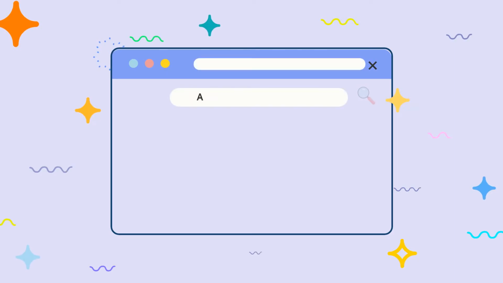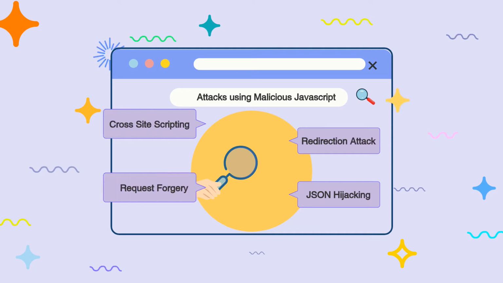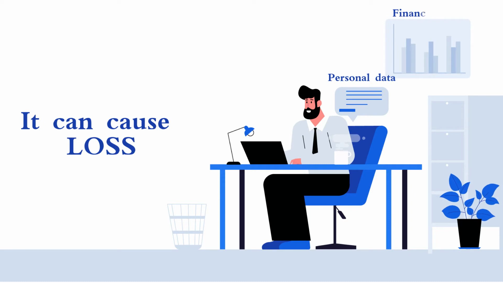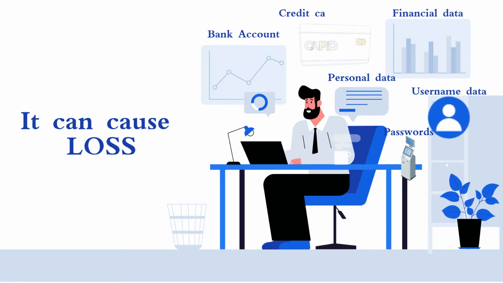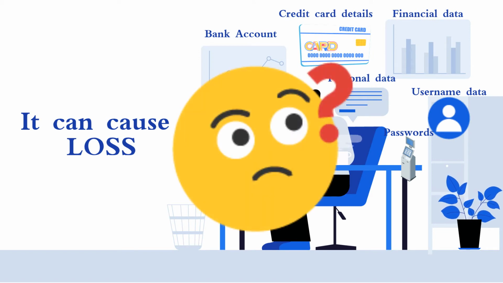There are many attacks that use malicious JavaScript that can cause harm to users, such as attackers stealing personal data, financial data, username data, passwords, bank accounts, or credit card details by accessing a URL link. So, how to find out if the URL link that is accessed contains malicious JavaScript or not?